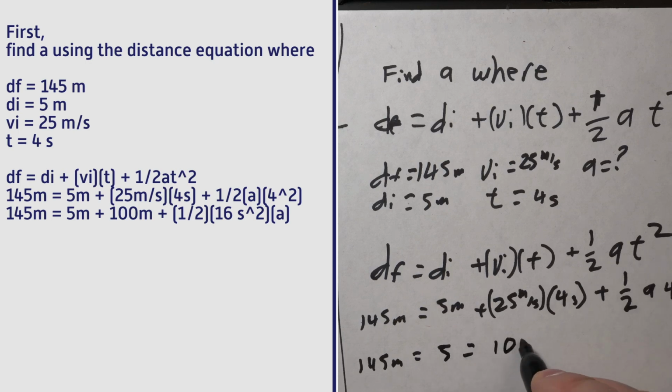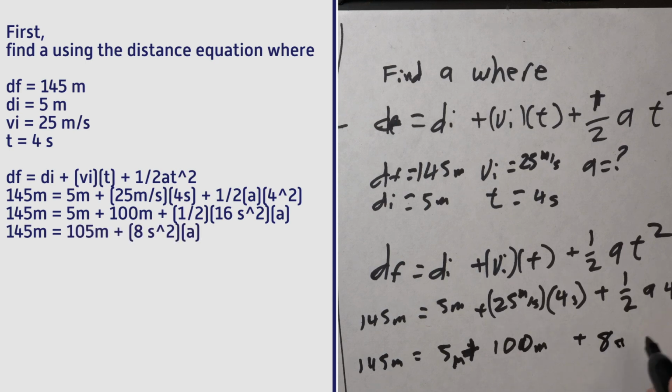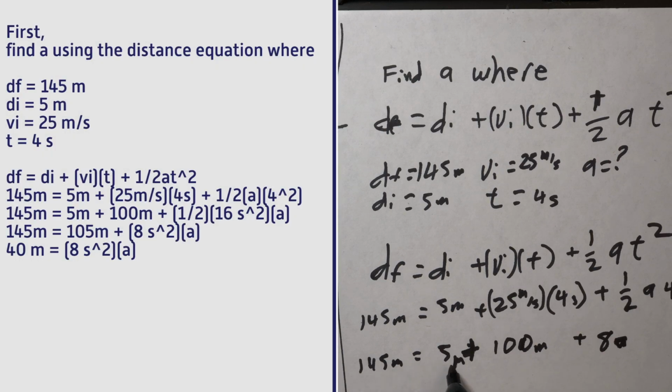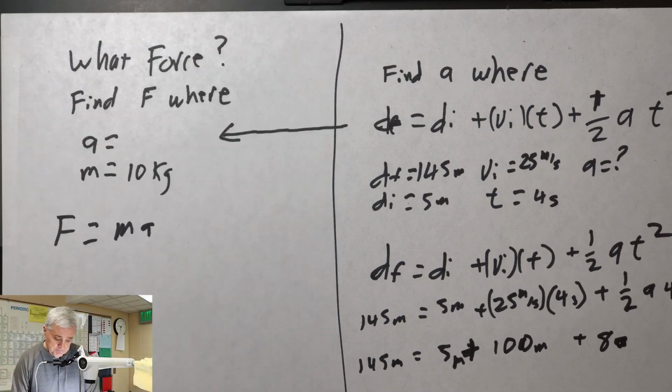145 meters equals, I can do 25 times 4 in my head. 25 times 4 equals 100. The seconds on the top, that's going to leave me meters. 5 meters plus 100 meters plus. 4 squared is 16. Half of 16 is 8, so that's going to leave 8A. Now the 8A is, we're going to eventually get that A, so we can combine terms. So I got 145 minus 5, that gives me 140. And then 140 minus 100, that gives me 40.